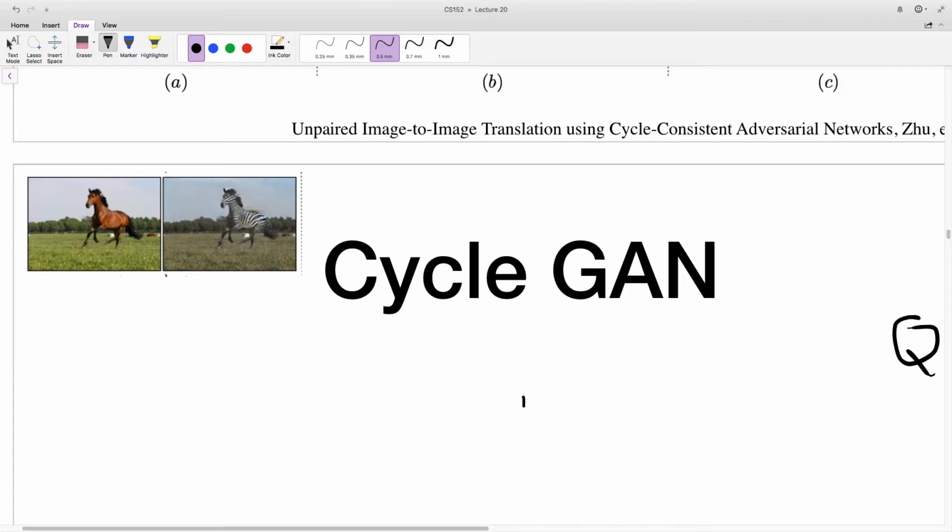Could be different size. Same. We want it to be the same. And which output would you take to make that the same? What we would do is we take this horse, we convert it to a zebra, we convert it back to a horse, and then we compare these two and say, are these really close? Are the pixels pretty close?